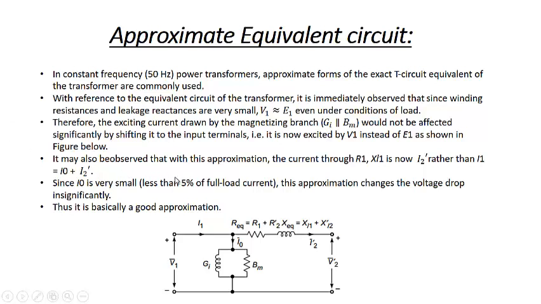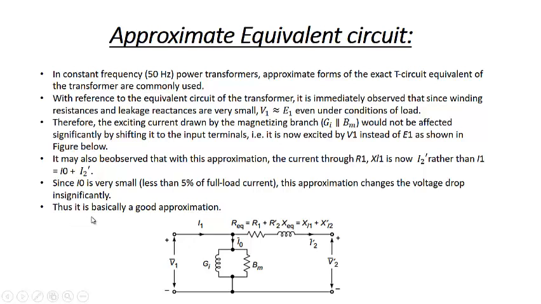It may also be observed that with this approach, the current through R1 X1 is now I2 dash rather than this. So now the current that will flow through R1 and R2 dash and XL1 and XL2 dash will be I2 dash. It will not be I1 now. Since I naught is very small, less than 5%, this approximation changes the voltage drop only slightly. There will not be any voltage change. So it is basically a good approximation.